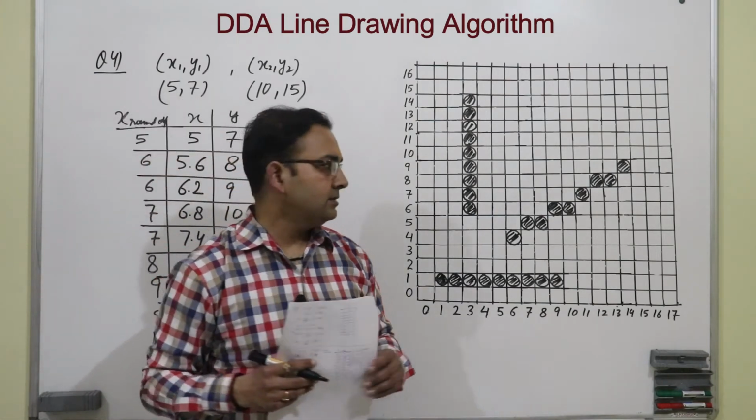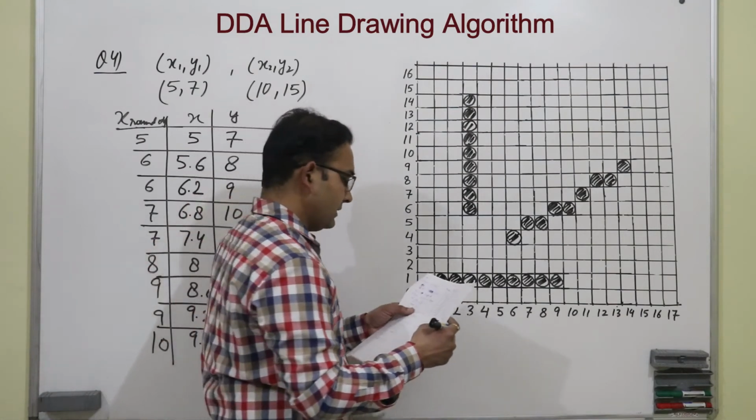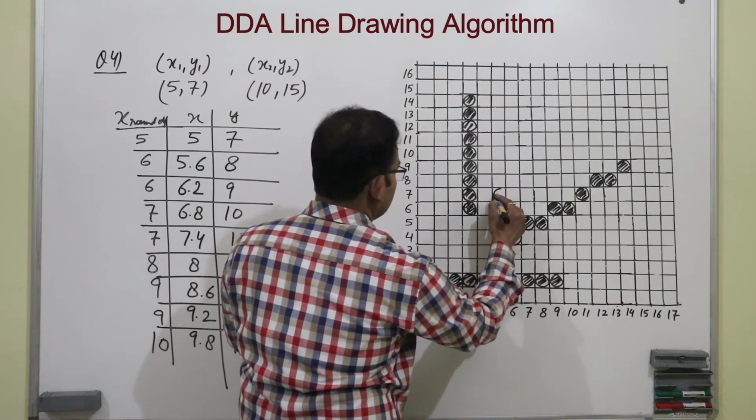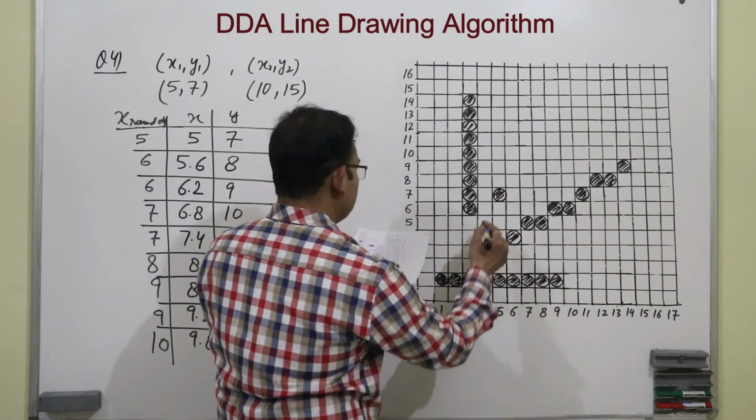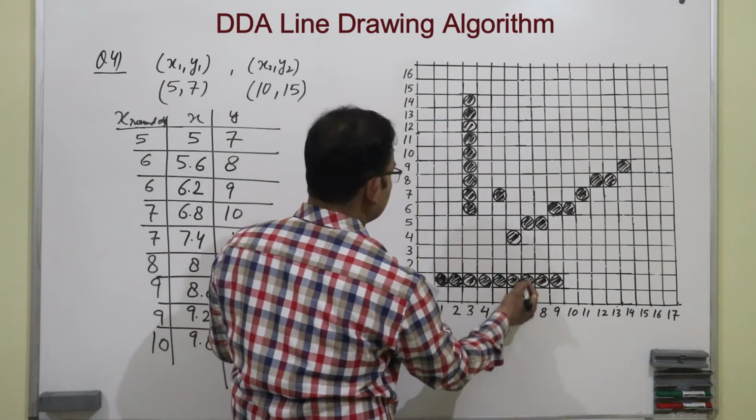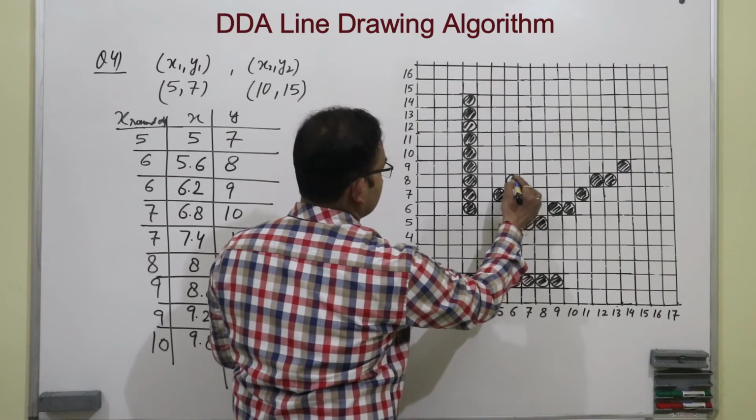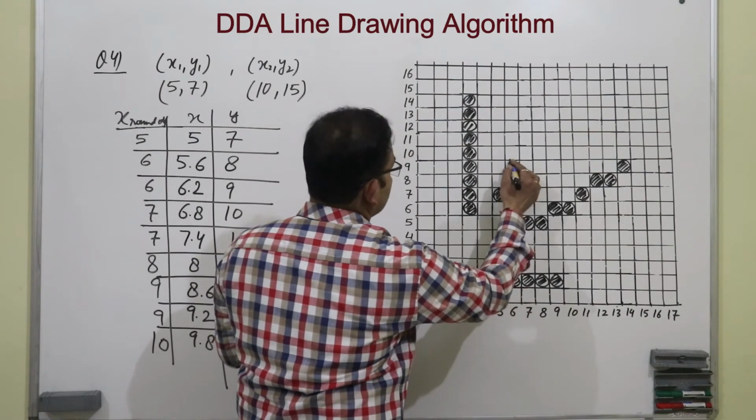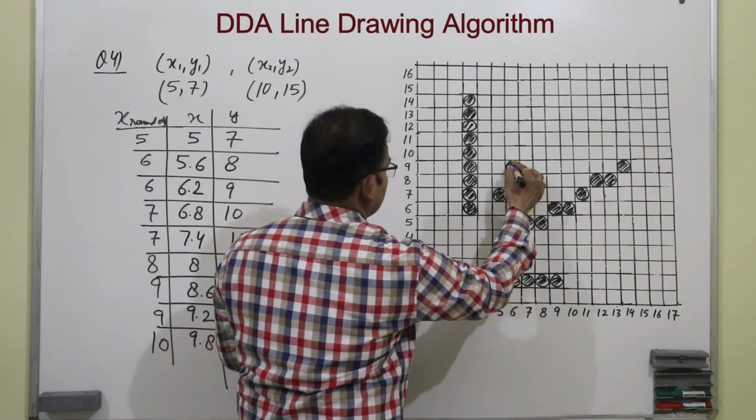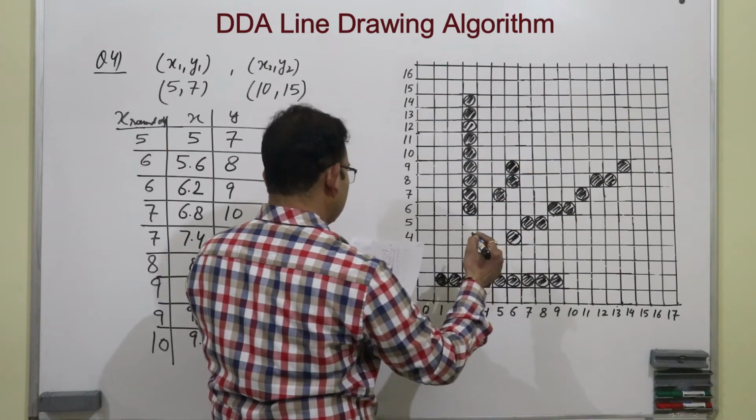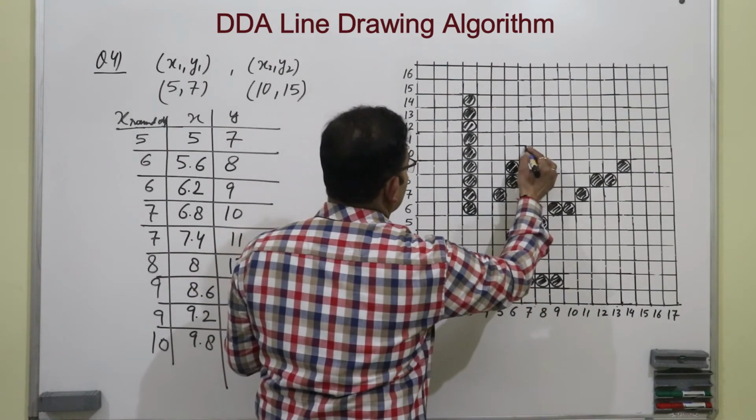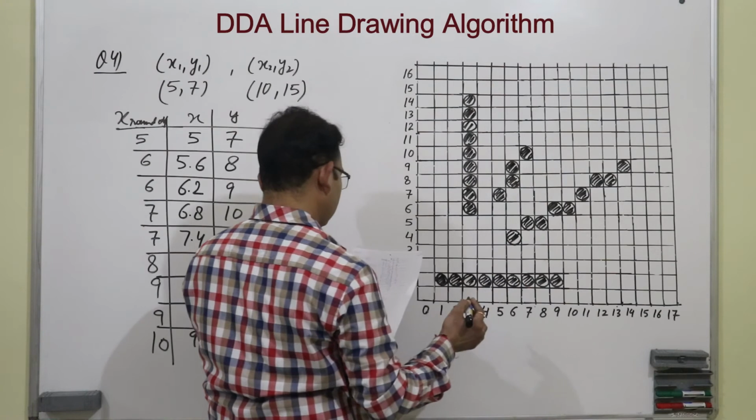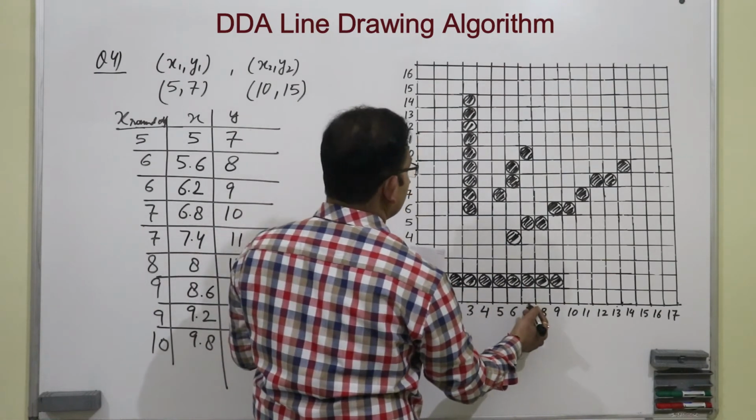Now, we will plot this point here. First is 5, 7, this one. Second 6, 8. Six, 9. Seven, 10. 7, 11.